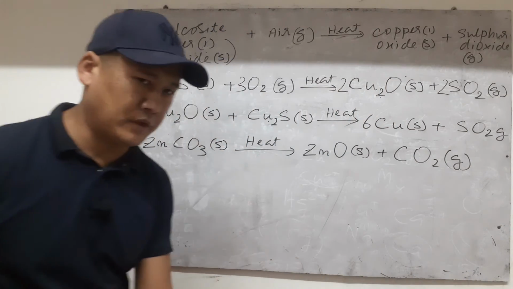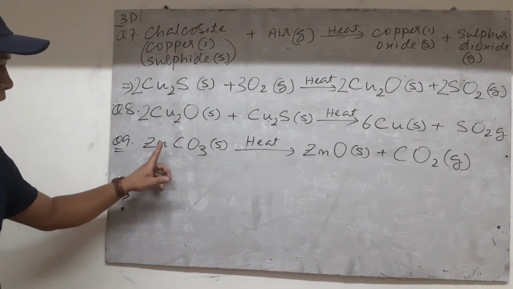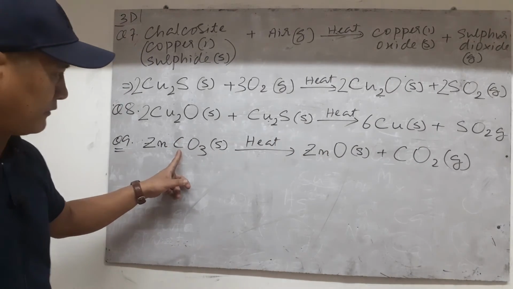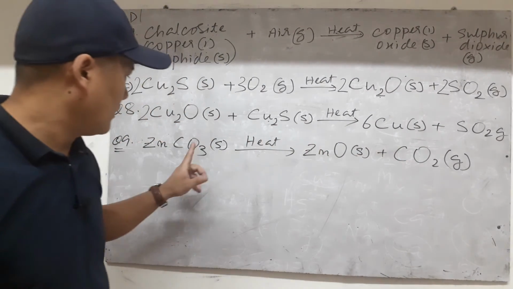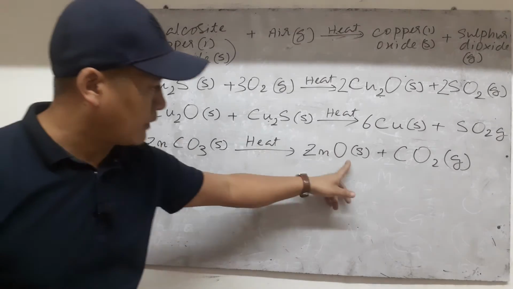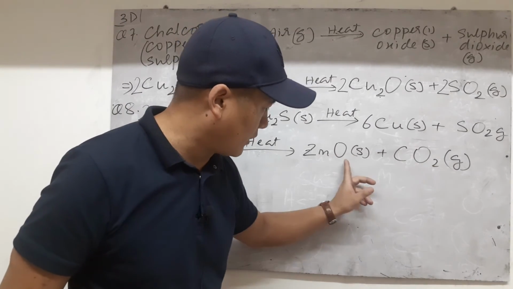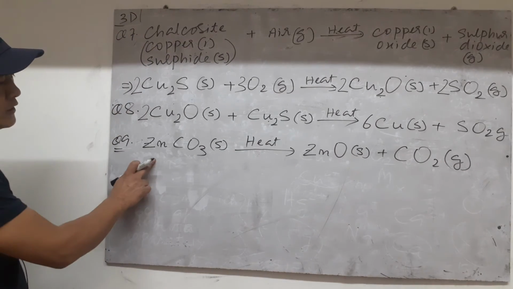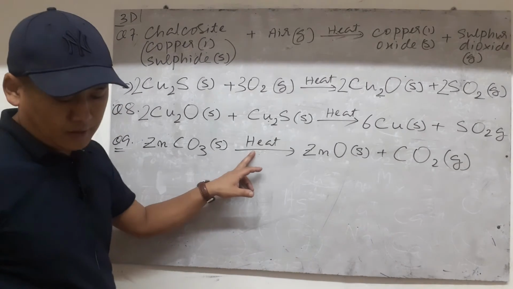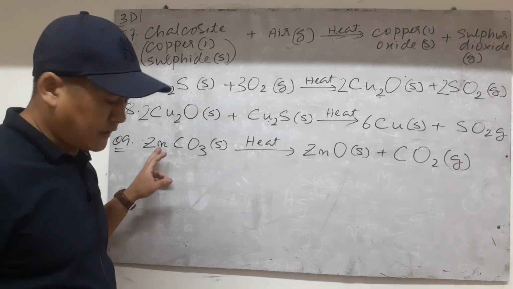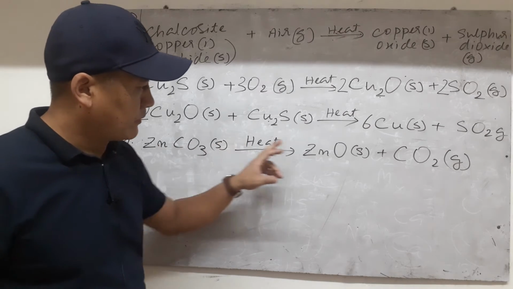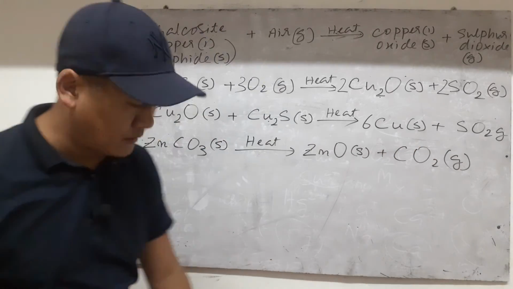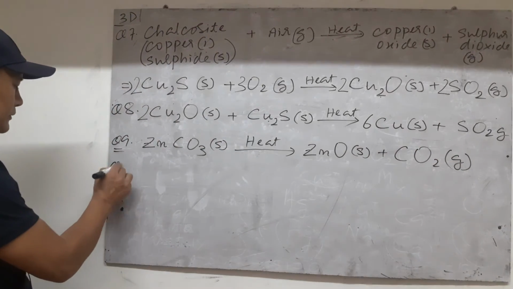Now we can balance this one. You don't need to memorize anything. 1 zinc atom on left, 1 zinc atom on right, 1 carbon atom on left, 1 carbon atom on right, 3 oxygen atoms on left, 1 oxygen plus 2 oxygen, 3 oxygen atoms on the right, so it's balanced. So we can read now 1 molecule of zinc carbonate on heating, which is also called zinc blend, gives zinc oxide 1 molecule and 1 molecule of carbon dioxide. Then question number 10.